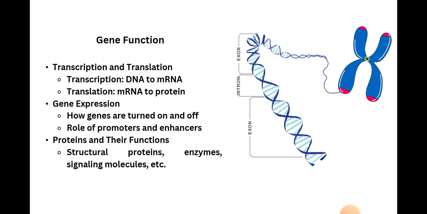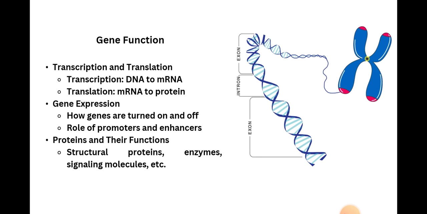The process starts with transcription, where the DNA sequence of the gene is copied into mRNA, and that messenger RNA is processed by splicing, and then it is translated into a protein molecule, which is the molecule that gives strength to your body as well as supports your body. So the expression of genes tells us how genes turn off and turn on.